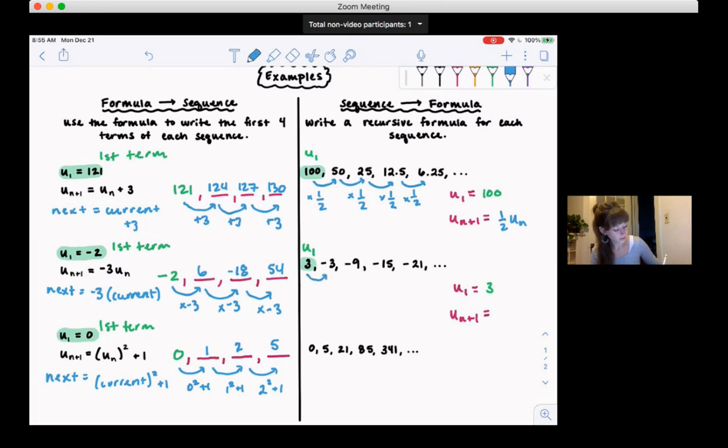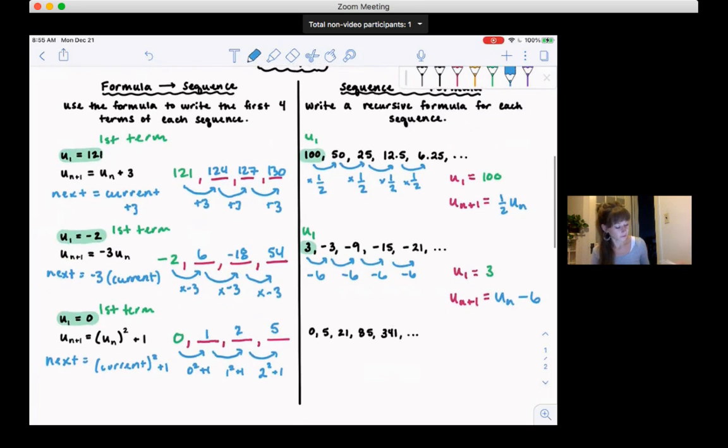So 3 to -3, and then -3 to -9. What's the same there? Well, okay, we're subtracting 6. 3 to -3 subtract 6, -3 to -9 subtract 6. So we're always subtracting 6. So to get the next term, we would take the current term, u sub n, and subtract 6.